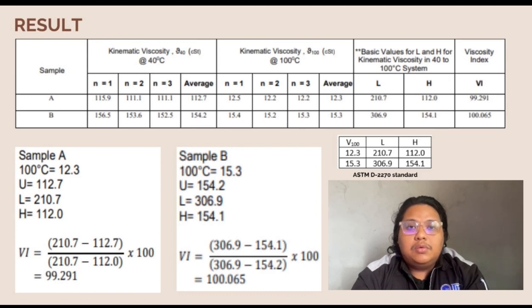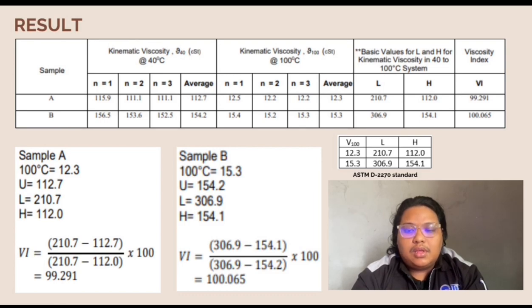From these values, we get the average kinematic viscosity at 40 degrees Celsius, which is 112.7. For sample A, kinematic viscosity at 100 degrees Celsius, we also gained three values: 12.5 for the first take, 12.2 for the second take, and 12.2 for the third take. And the average kinematic viscosity at 100 degrees Celsius is 12.3.